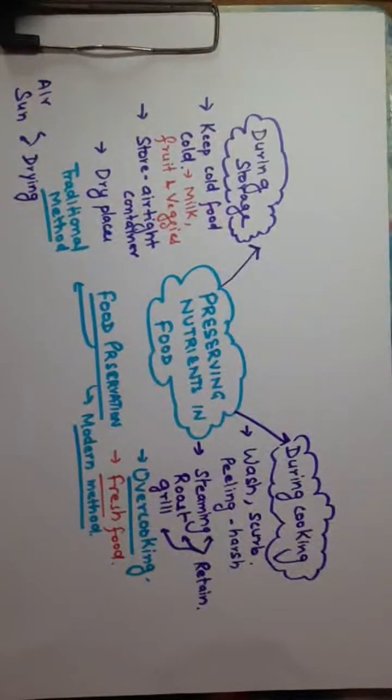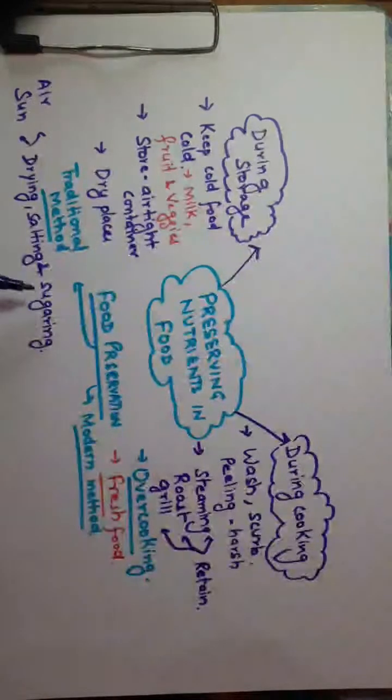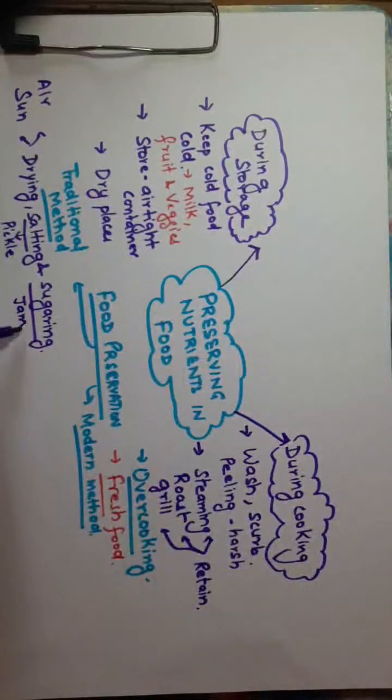Apart from this, another method is salting and sugaring. Salting and sugaring is one of the very best traditional methods for preserving your food. For salting, the example is pickling. If we are pickling vegetables, we are adding salt. And if we are preparing jams and jellies, we are adding sugar.